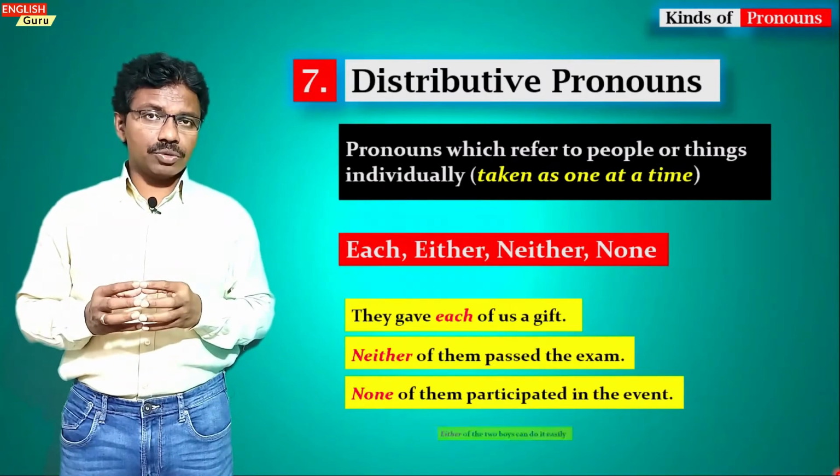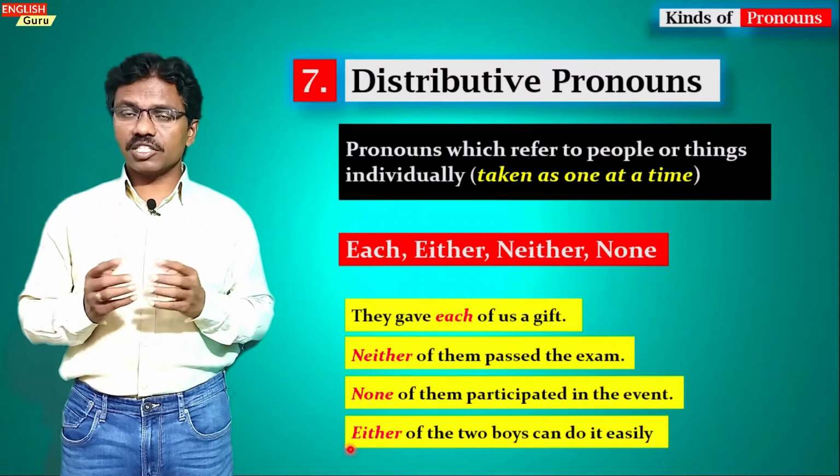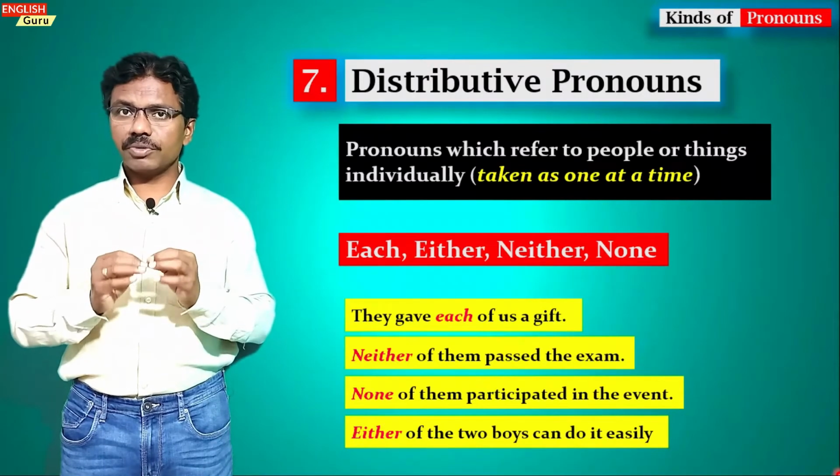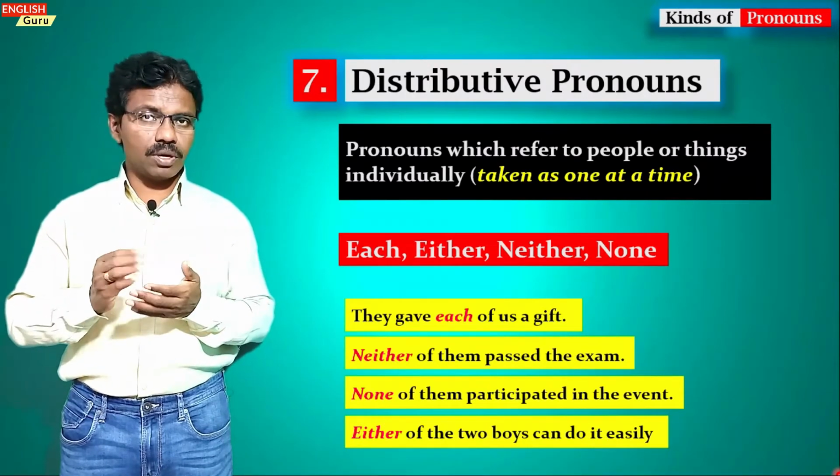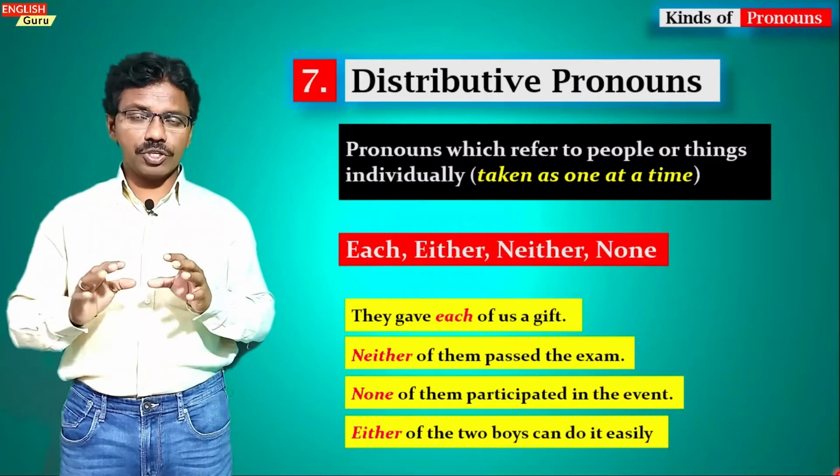Either of the two boys can do it easily. The word either is a distributive pronoun. So distributive pronouns refer to the people, things individually.